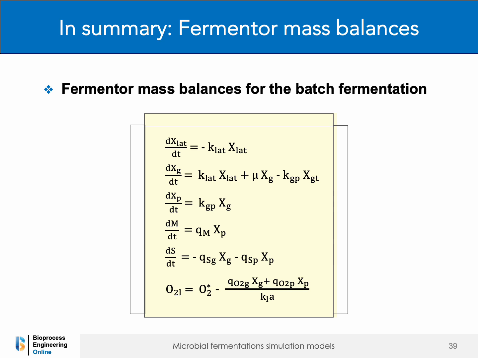In summary, the instantaneous mass balances of the components within the fermenter yield the relationships that describe the fermentation dynamics during a batch process. These consist of differential equations for the substrate, biomass, and metabolite concentrations, along with an algebraic equation for the dissolved oxygen concentration. They express the concentrations variations as a function of the specific rates of the used microbial cell.